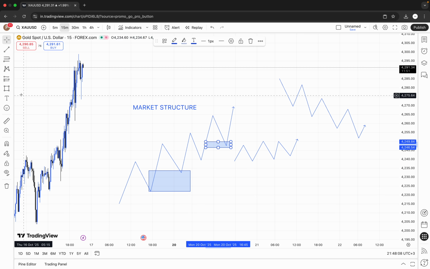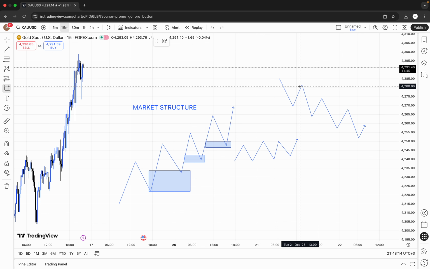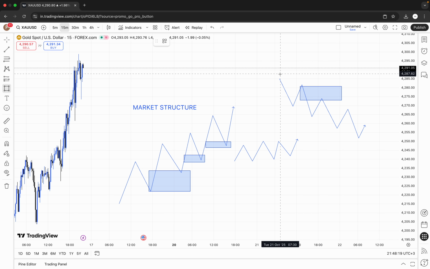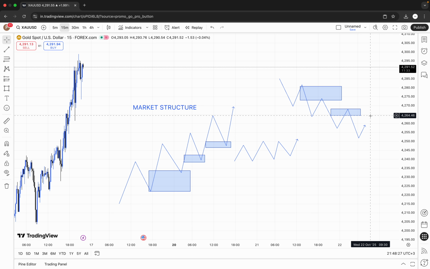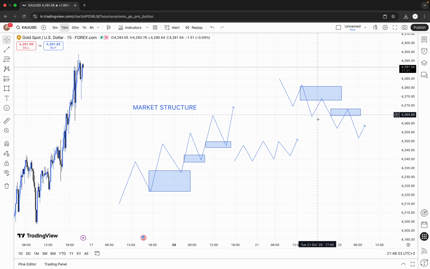Demand zone. And we have our supply zone. So it's very, very simple. We have our swing highs and swing lows: swing high, swing low, swing high, swing low, swing high, swing low, swing high, swing low, swing high, swing low.